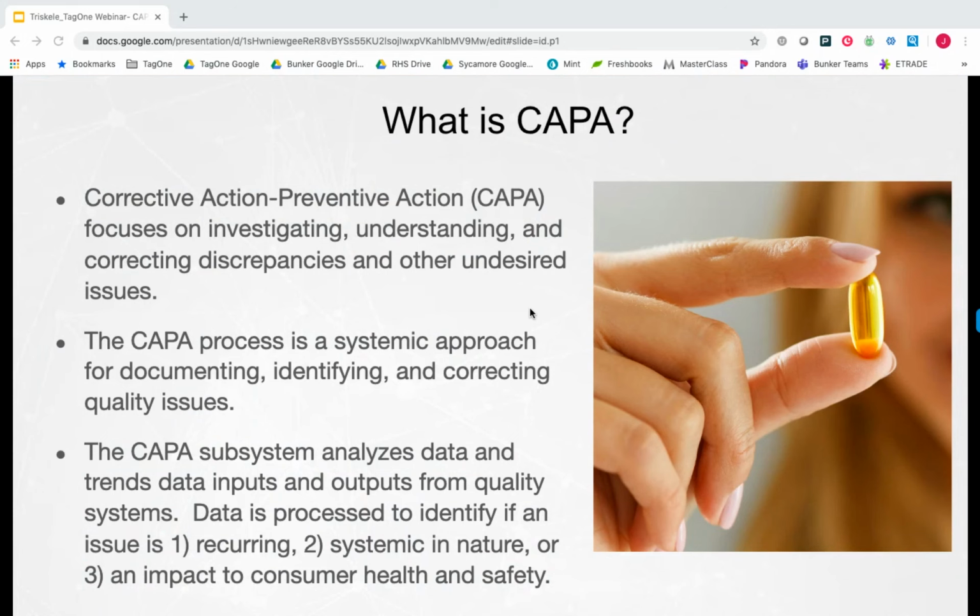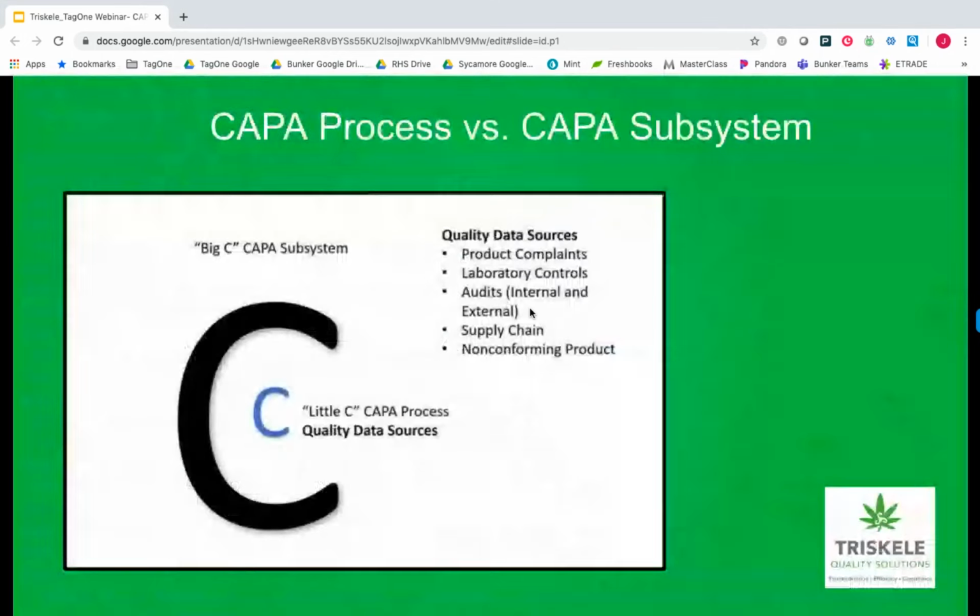CAPA is divided into the CAPA process as well as the CAPA subsystem, and we'll get into a little bit more detail as this presentation goes on. But the CAPA process is really the documentation of the issue, your root cause analysis, and the documentation of any actions to prevent recurrence or occurrence of issues. CAPA process can be your laboratory out of specification procedures, your internal auditing procedure, your complaint procedure and process, and recall procedure, and of course non-conforming product procedures.